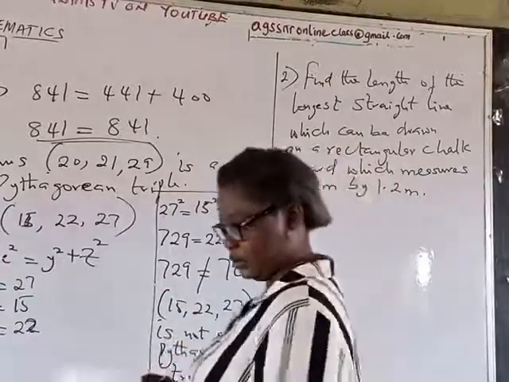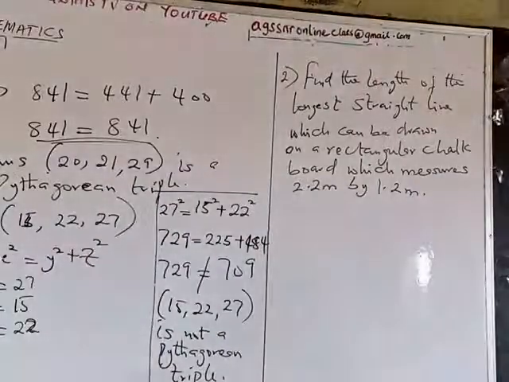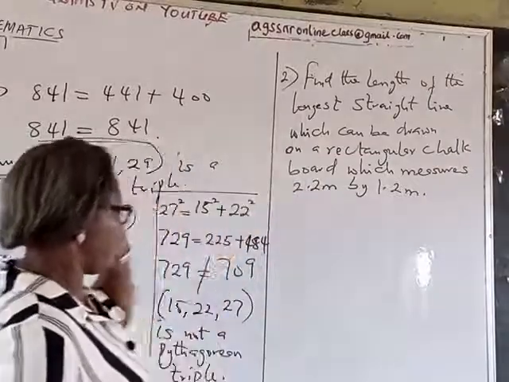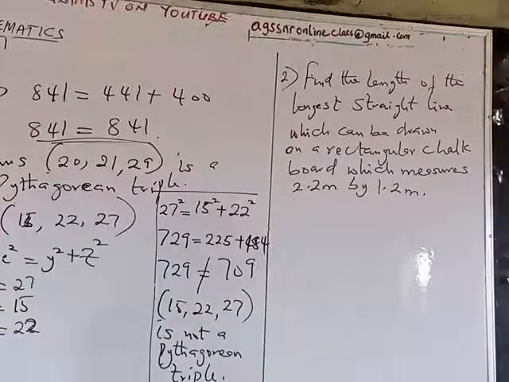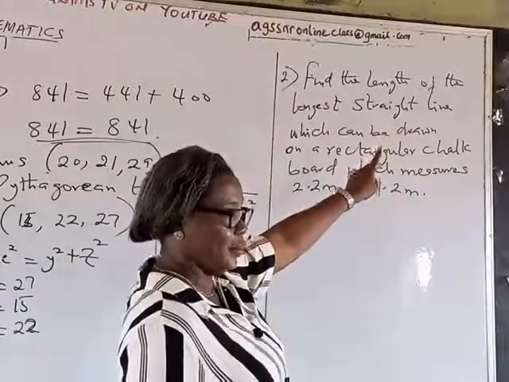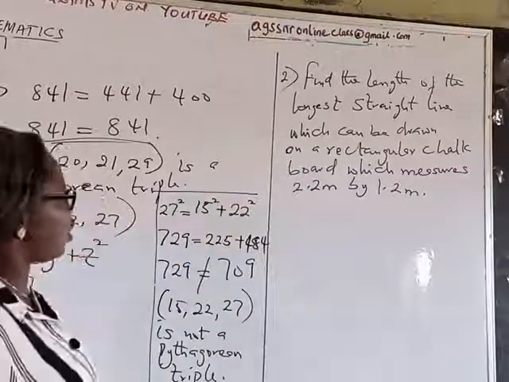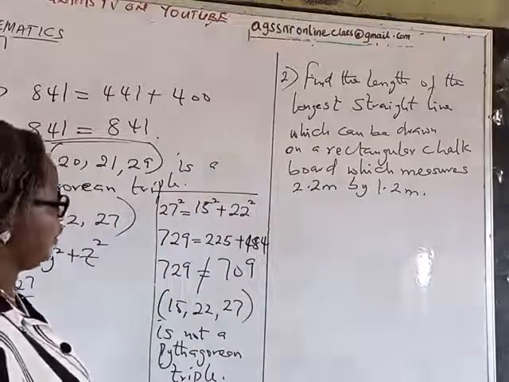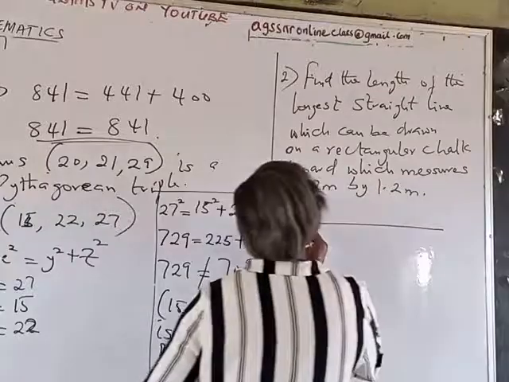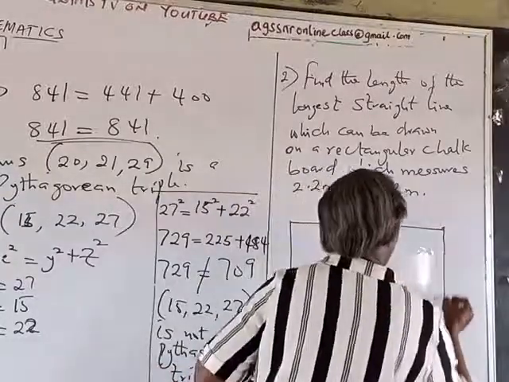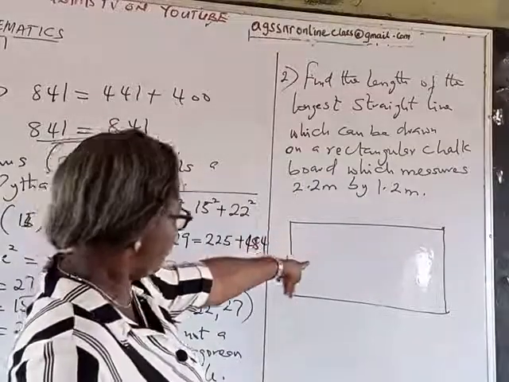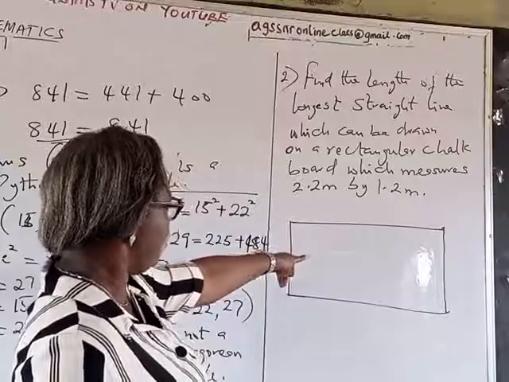Now this is another question. In this question is the word problem aspect of that topic. You are asked to find the length of the longest straight line. The longest, mind you, take that into cognizance. The longest straight line which can be drawn on a rectangular chalkboard. We've already been given the shape of the chalkboard, the rectangular chalkboard. So let's have that drawing. Let's assume this is the chalkboard in question. We are to find the longest straight line which can be drawn on this rectangular chalkboard, which measures this.